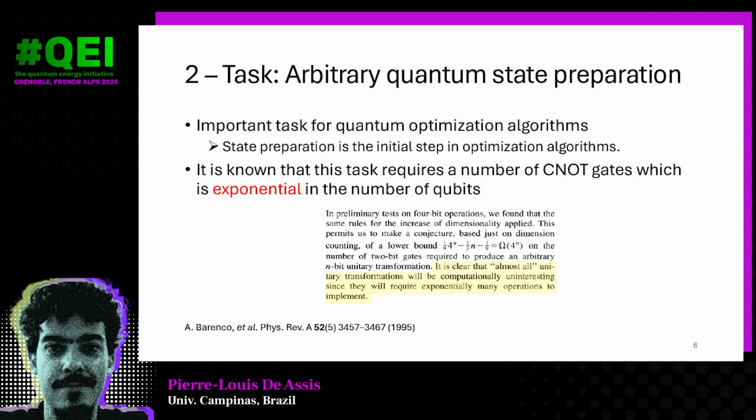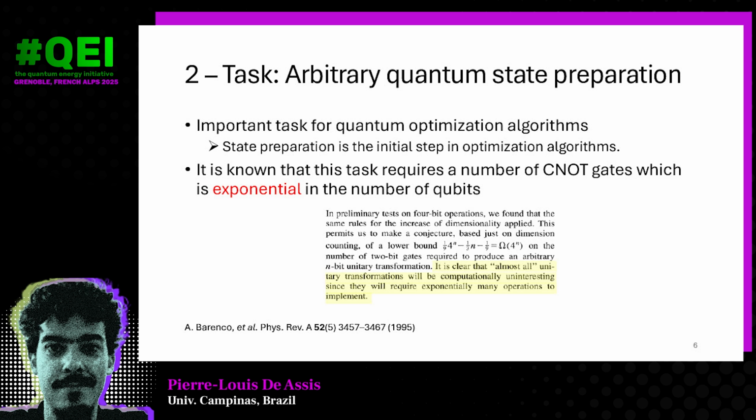And what task are we going to evaluate our performance with? We're going to check arbitrary quantum state preparation, which is well known to be a very hard task, even for a quantum processor, because it requires an exponential number of CNOT gates. The number of CNOT gates you need to perform is exponential in the number of qubits. And this has been known since 1995.